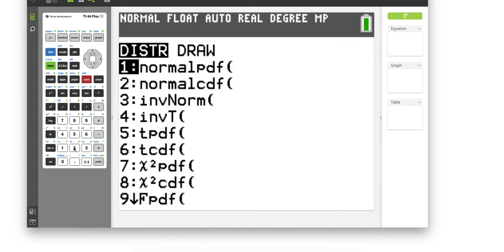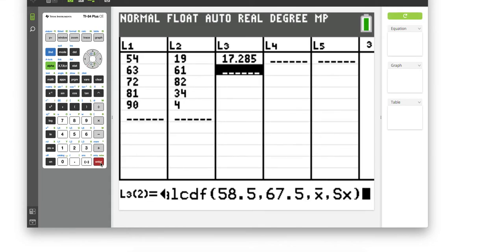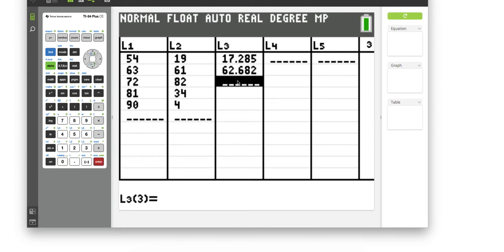Okay, so normal CDF, number 2. This time the lower limit is 58.5, and we're going from 58.5 to 67.5. I'm just following the number 17 problem. This should still be x bar, this should still be sx. Take it, paste it. And I know our value is 200, so instead of n, I'm just going to put times 200. Okay, we should expect 62.68 if this was a normal curve.